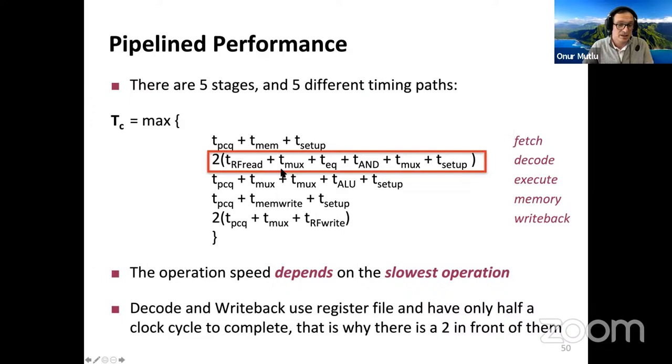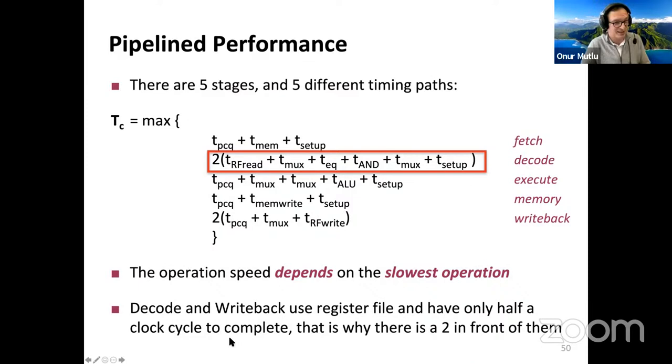So basically, decode needs to read the register file and then also do an equality check for branch calculation. And there are a bunch of muxes that you need to go through. And then there's a setup time. And you need to do the read twice. That's why there's a two in front of them, basically. Decode and write back use the register file and have only half a clock cycle to complete, as we discussed.